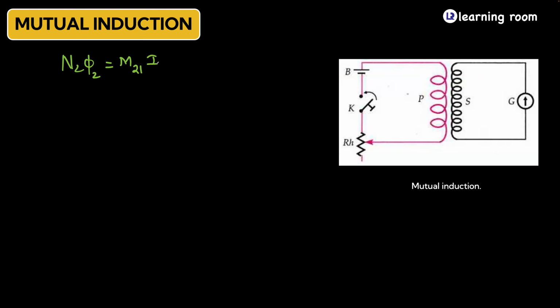Flux through the second coil is proportional to the current through the first coil, so it should be I1 here. Right. M21 is going to be equal to N2 phi 2 the whole divided by I1. Am I right? So this is what you're going to get.